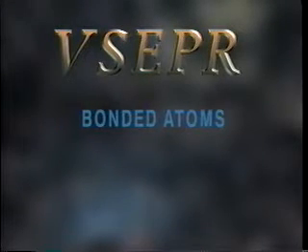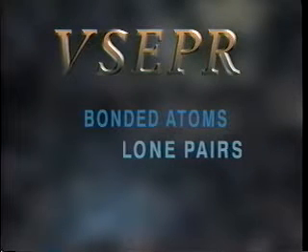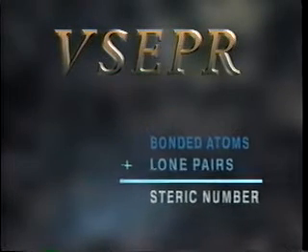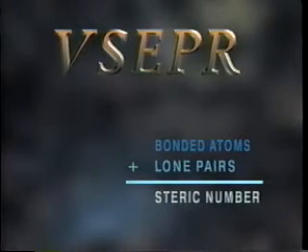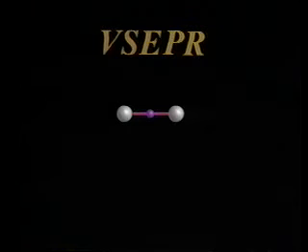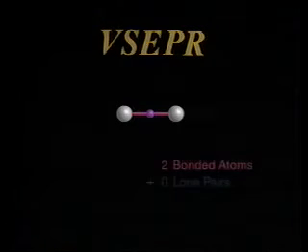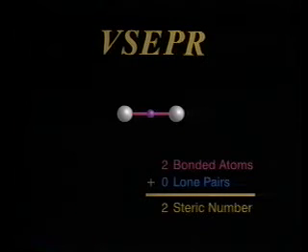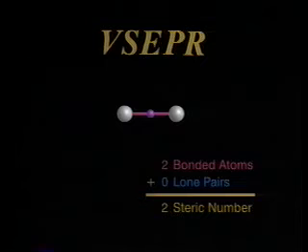To use VSEPR theory, count the number of bonded atoms and lone pairs. The total is the steric number. The steric number allows us to predict the shape of a molecule. Consider BeH2. In the best dot structure, BeH2 has only 2 hydrogen atoms bonded to the central beryllium atom. 2 bonded atoms and no lone pairs imply a steric number of 2.